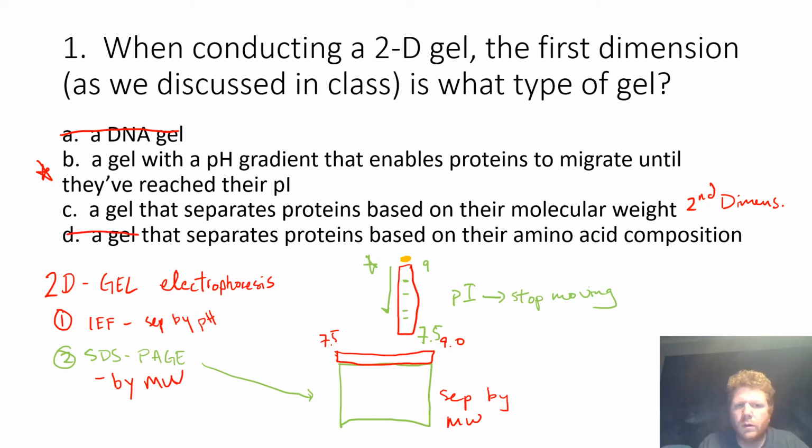So if anything, we should narrow it down to answer options B and C. And at the end of the day, that's just a matter of which one comes first. And the answer to that is your first dimension, your isoelectric focusing gel, separating with a pH gradient.